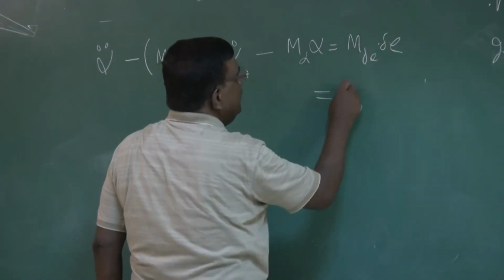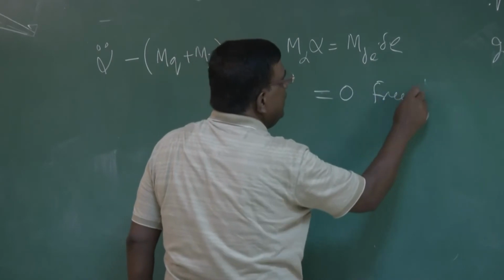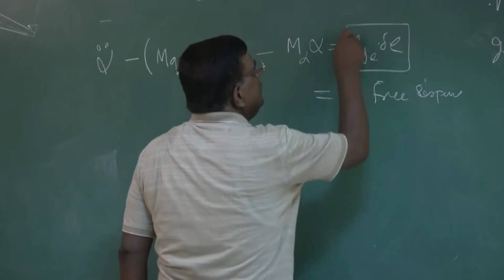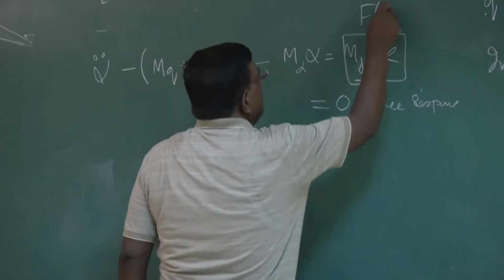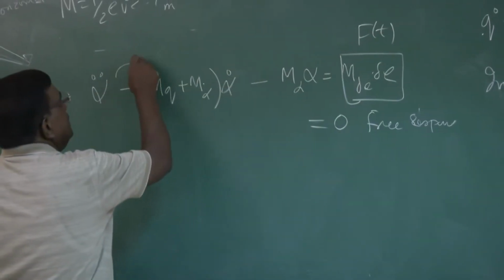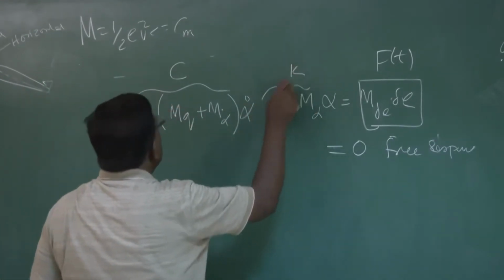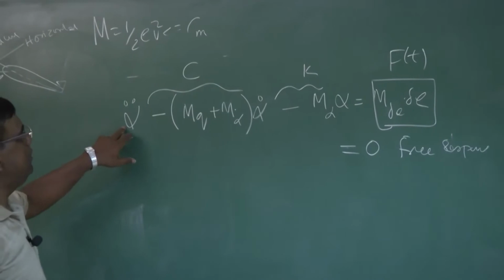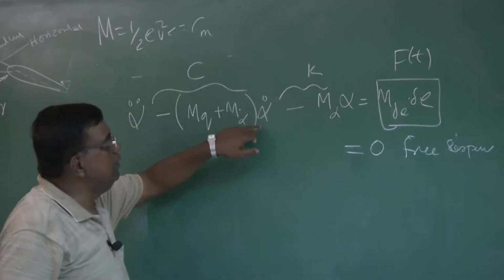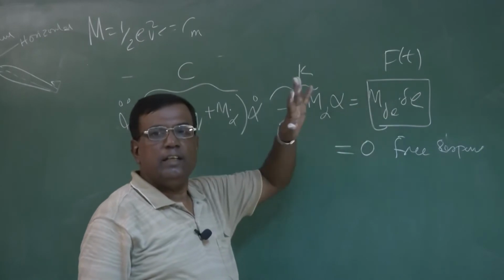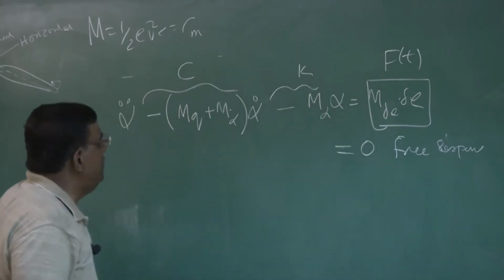For free response, I put this to be 0. The forcing function is like f of t, this is like c, and this is like k. So you can see x double dot plus c x dot plus k x equal to f of t. Exactly the same form. Now the problem is solved.